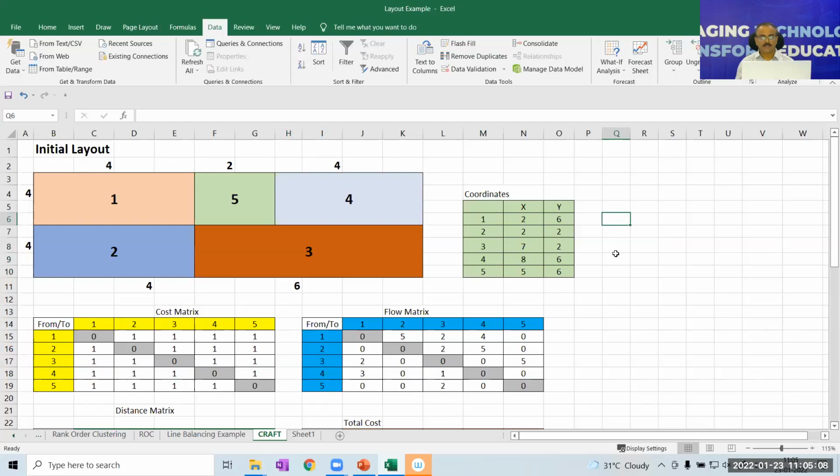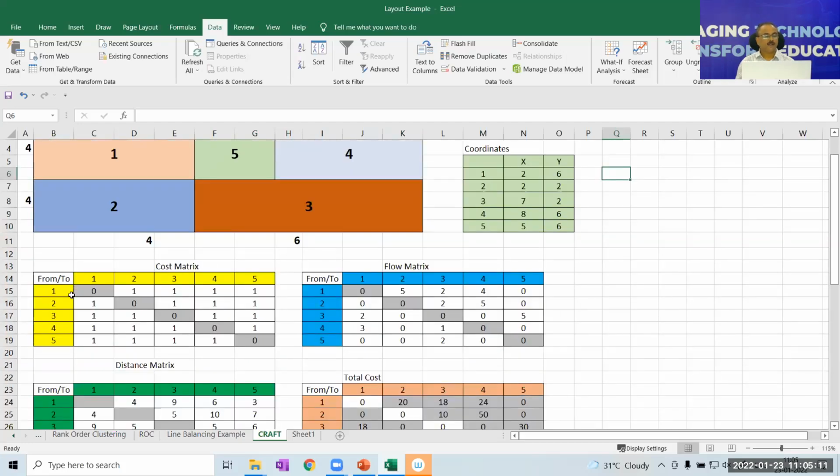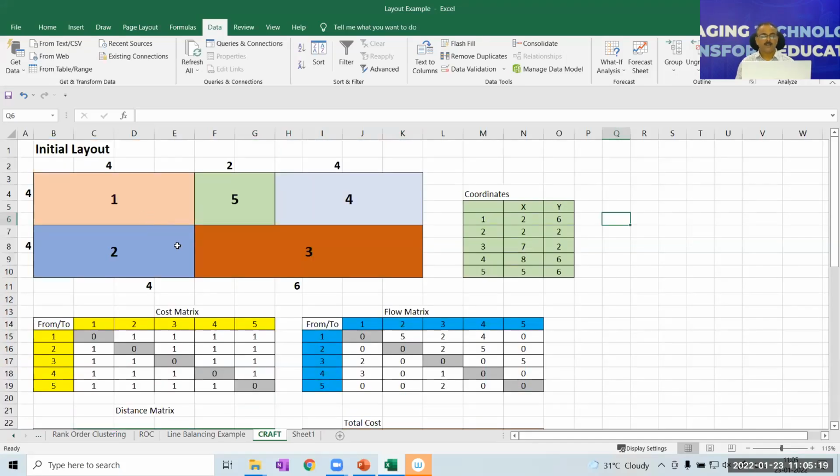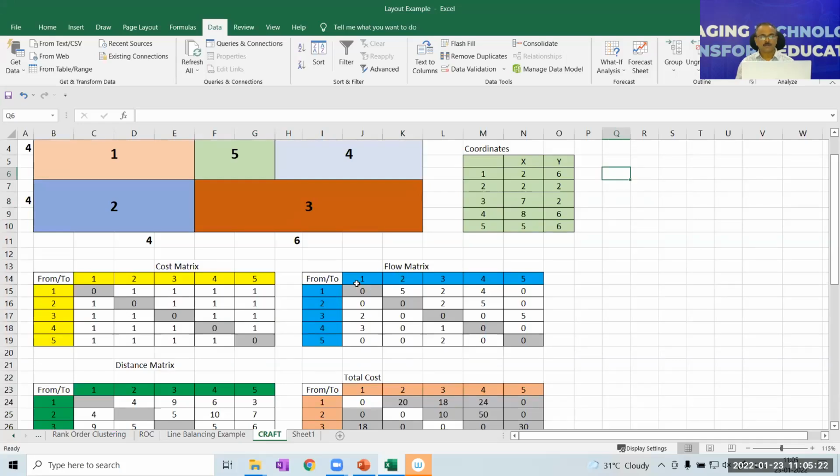In our previous session, we discussed the different from-to matrices. Let's say the three elements related with this particular layout, related with the material movement. So we have a flow matrix here. The flow matrix represents how many trips of material flow will occur between the different pairs of departments. For example, here it's a flow of 5 trips between department 1 and 2. Similarly, from department 1 to 3, there is a movement of 2 trips. Maybe from department 1 to department 4, it's a 4-trip movement, and so on.